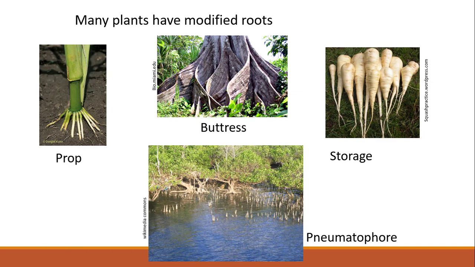So here are some modified roots. Here's a prop root that is found in corn, buttresses, storage roots that we just talked about, and pneumatophores, which you would find in a wetland. These structures that are coming up from the water are providing oxygen to the roots of the plants.